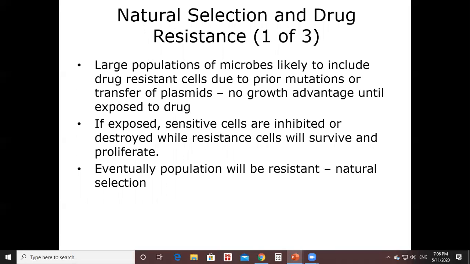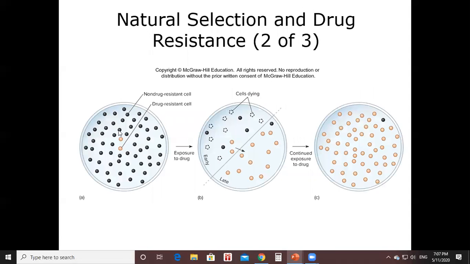Okay. So large populations of microbes are likely to include drug-resistant cells due to prior mutations or transferred plasmids, so no growth advantage until exposed to the drug. So then if you expose, the sensitive cells are inhibited or destroyed while the resistant cells survive and proliferate. So eventually the entire population will be resistant. That's natural selection. Let me show you a picture of that.